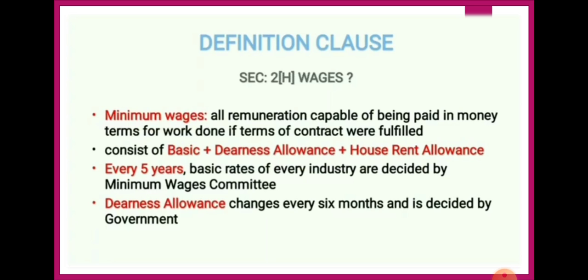Minimum wages: all remuneration, means the payment capable of being paid in money terms for work done if the terms of the contract were fulfilled. That means if any work is on a contract basis, then after the fulfillment of the contract, that is a matter of mutual understanding between the owner and the workers, how they are going to take money. Daily wage workers are also there; they need daily wages, daily salary. Like that only, weekly work is also there. Monthly salaries are also there.